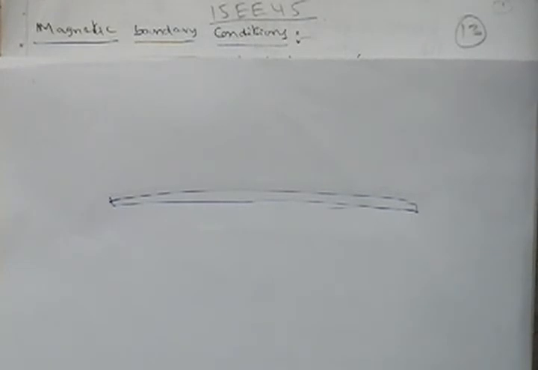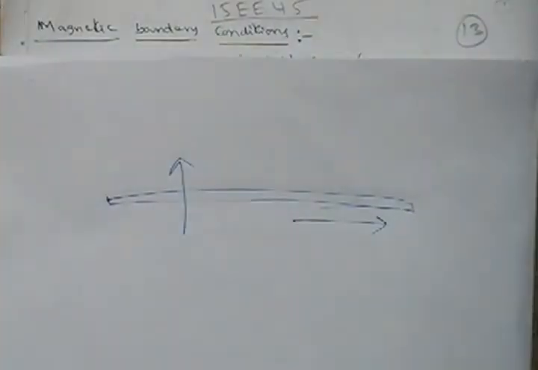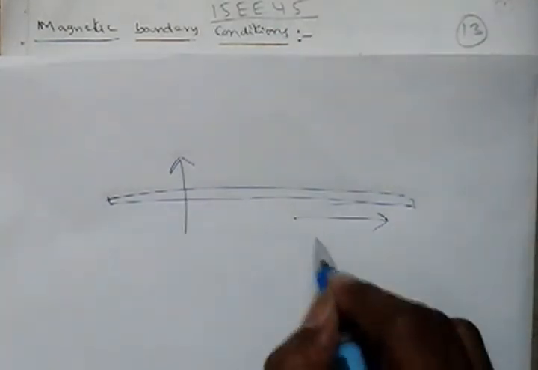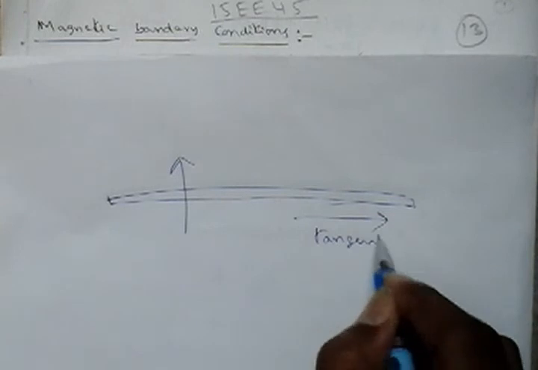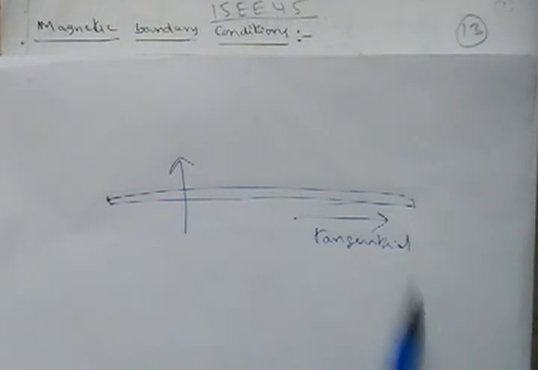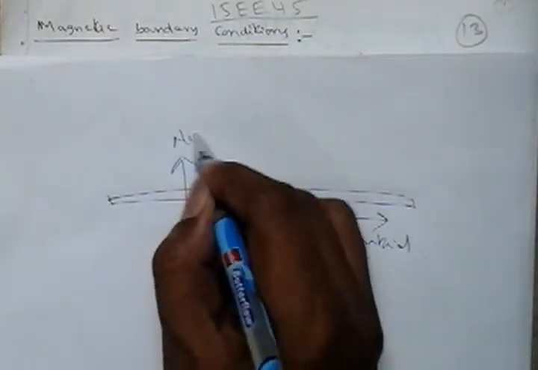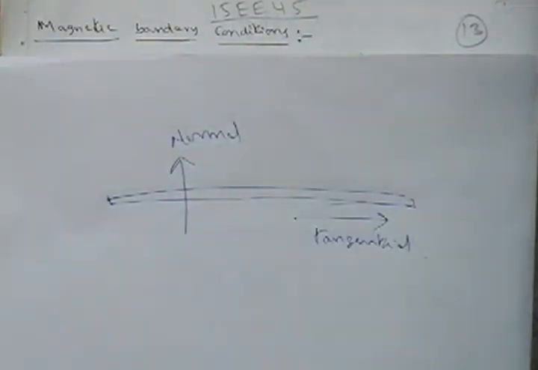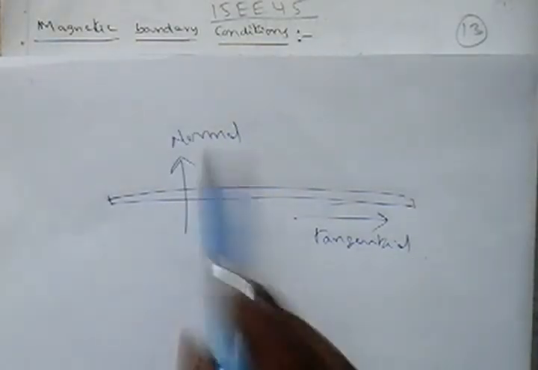Similarly here also, there are two conditions that we are going to analyze with respect to magnetic boundary conditions. One is parallel to the boundary line, another is perpendicular to the boundary line. Parallel is called tangential, so we need to determine the tangential component. Perpendicular is called normal, so we are going to obtain the normal component. Two cases: case one is the tangential component and case two is the normal component.